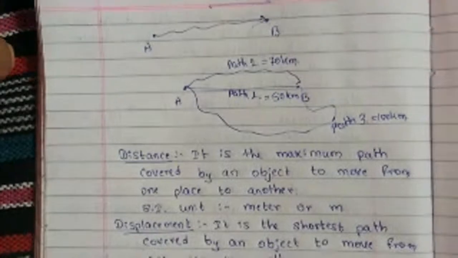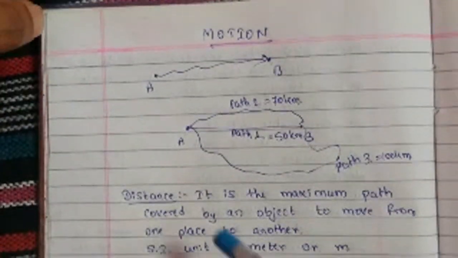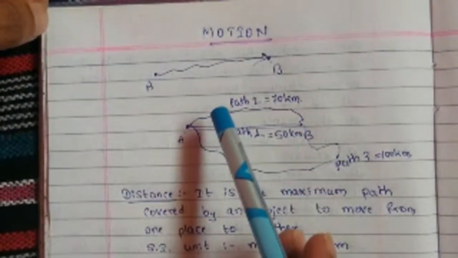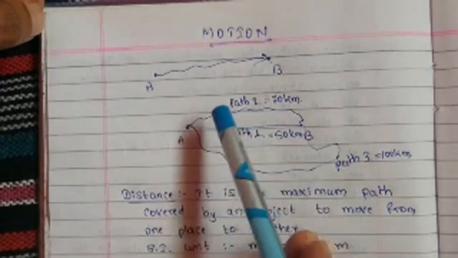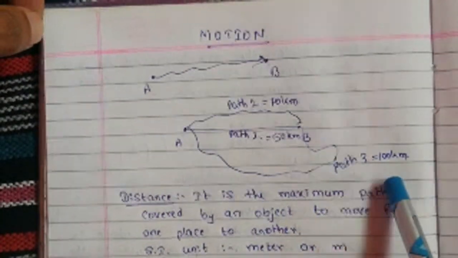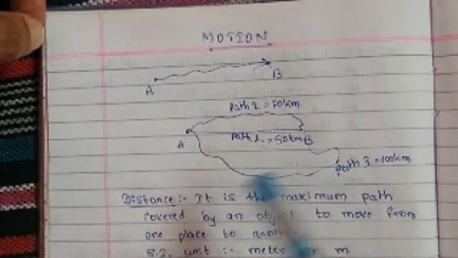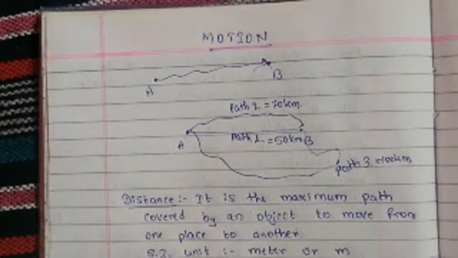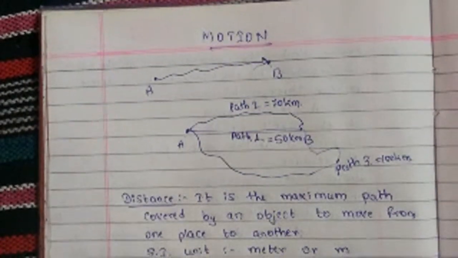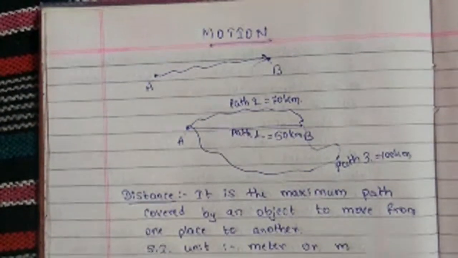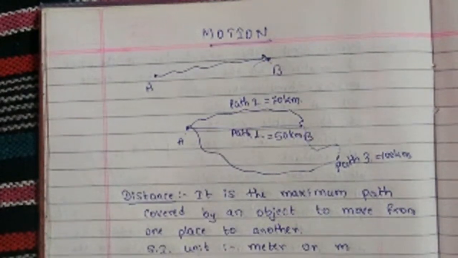Now when we consider this figure, path 1 has 50 kilometer length to move from point A to point B, path 2 has 70 kilometer length, and path 3 has 100 kilometer length. Now in this, which is displacement and which is distance? First comment and tell me which is distance here. Which path? Is path 1 distance, or path 2, or path 3? Comment fast.